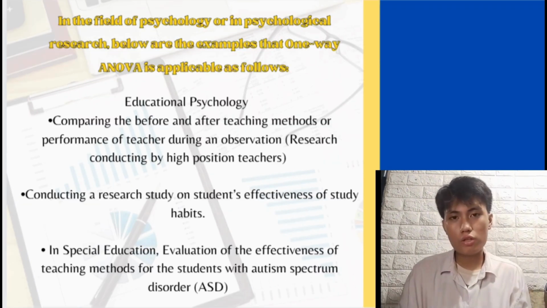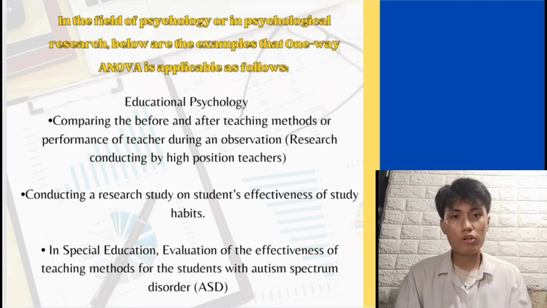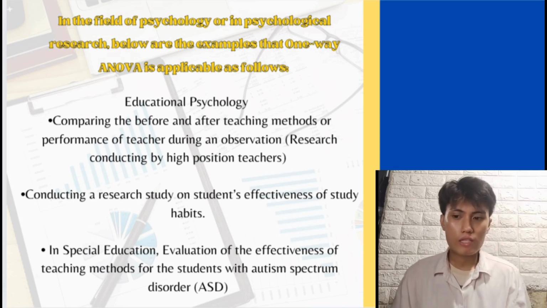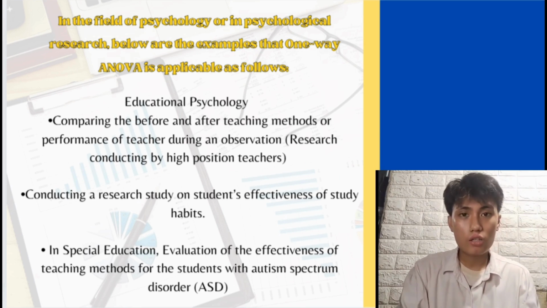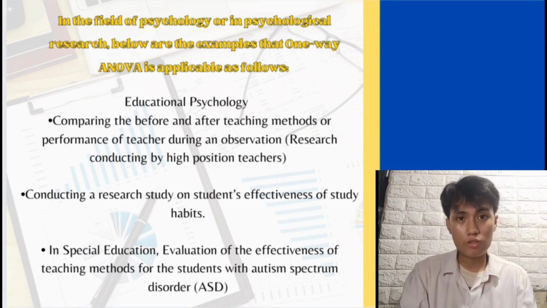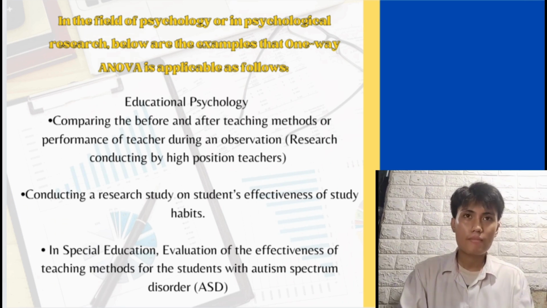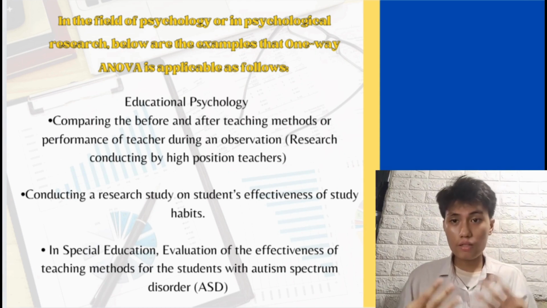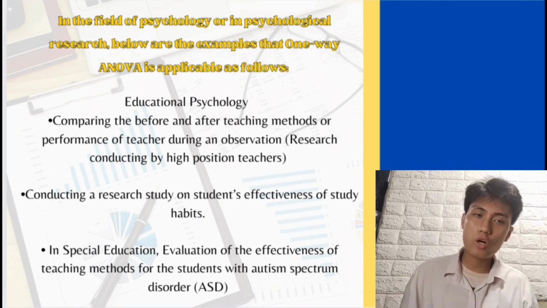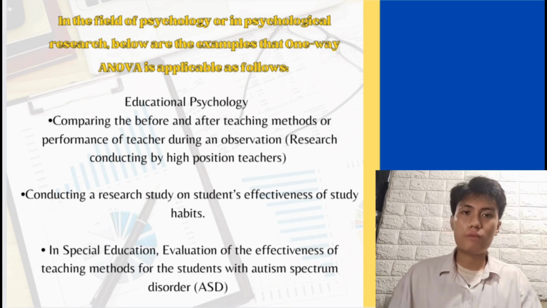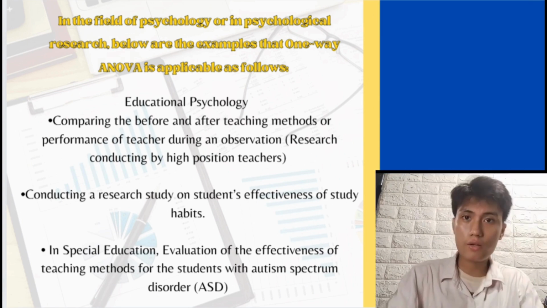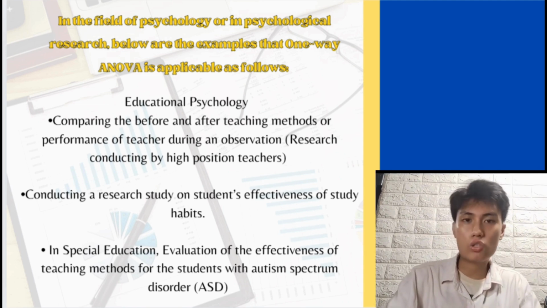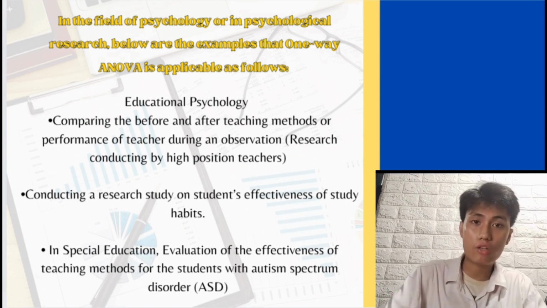In the field of psychology or psychological research, one-way ANOVA is often used to compare or analyze groups such as, for instance, cognitive development, memory retention ability, the performance of the groups, or the effectiveness of therapeutic drugs. Another example of the application of one-way ANOVA in psychological research is educational psychology. For instance, comparing the before and after teaching methods or performance of teachers during an observation.